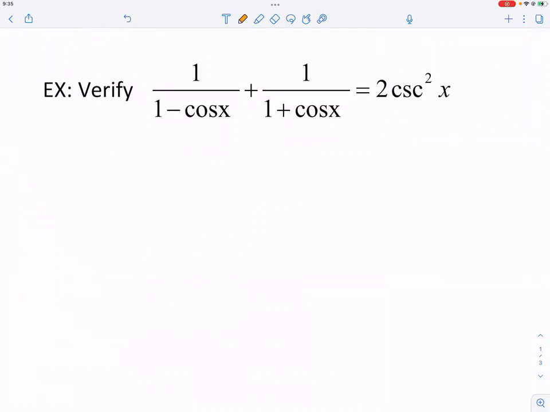Now, you have 2 fractions. You have to show how the left is equal to the right. And I would say, well, if I have 2 fractions, I'm going to contemplate the possibility of having a common denominator. But now, can you see what the common denominator is going to be? Can you see the common denominator being ultimately sine square x? Can you see it?